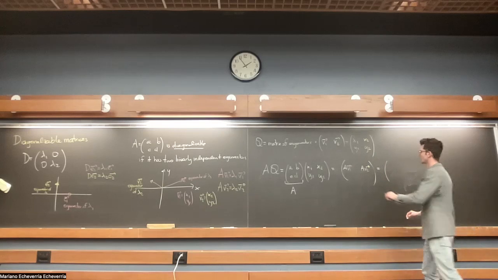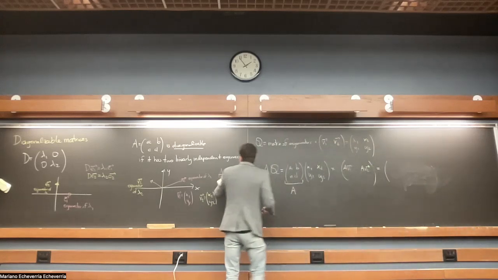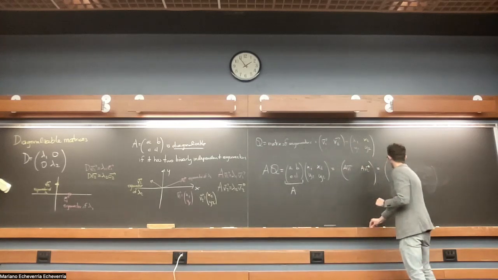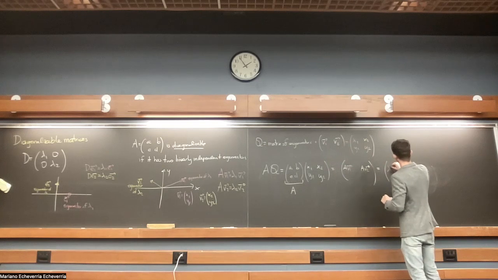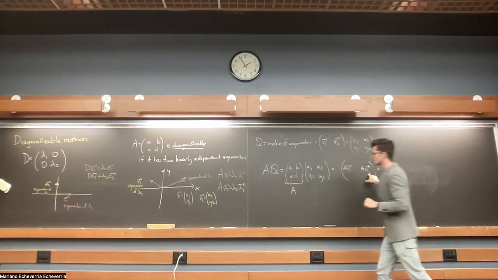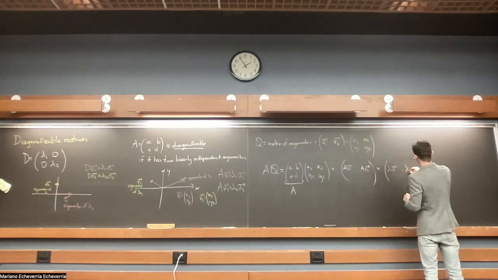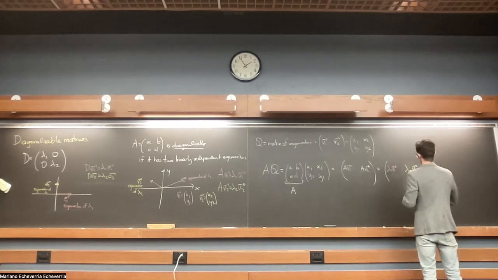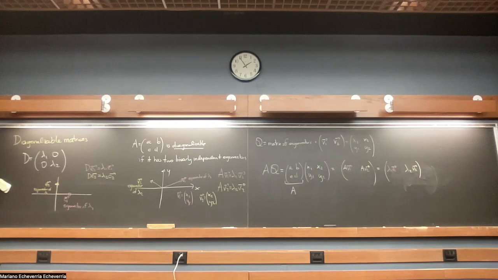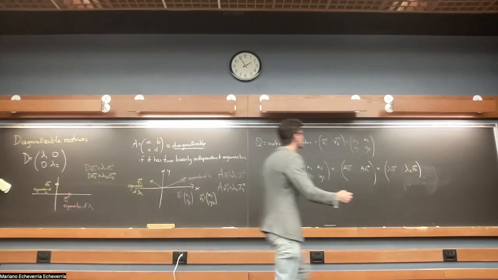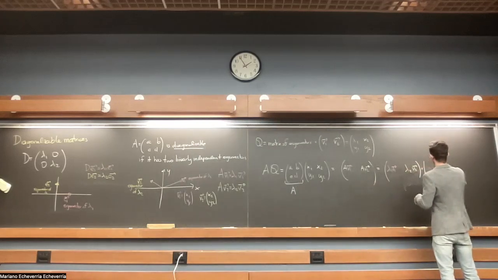But what is the matrix times the first eigenvector? Because it's an eigenvector, it's just lambda 1 v1. And what is the matrix times the second eigenvector? It's just lambda 2 v2. So is that making sense? If you want to write it more explicitly, this would be lambda 1 x1, lambda 1 y1, lambda 2 x2, lambda 2 y2.